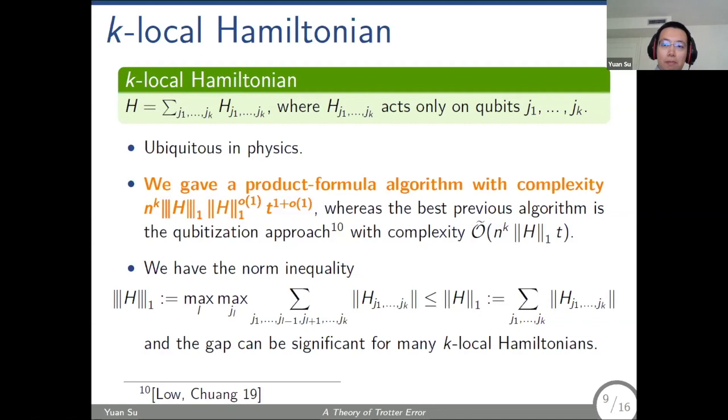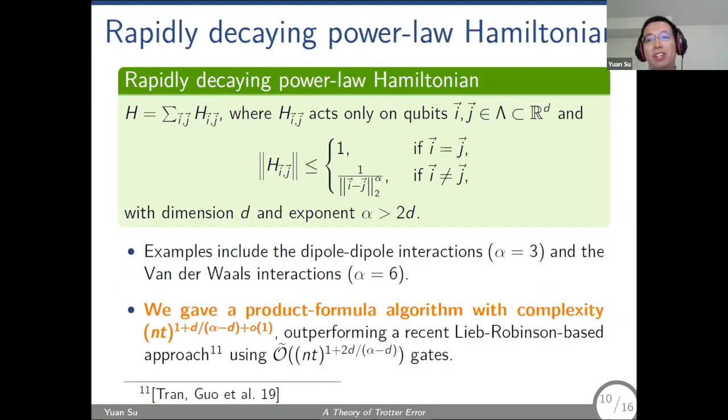Okay, so my fourth example is a simulation of rapidly decaying power law interactions. You have a Hamiltonian given as a sum of several terms, and the size of those terms decays according to some power law. The best previous algorithm for simulating such power law Hamiltonians is an algorithm inspired by Lieb-Robinson bounds, so there's some locality that you can use. What we can show is that you can actually use product formulas to do something better. You can improve the product formula simulation algorithm to be faster than this Lieb-Robinson based approach.